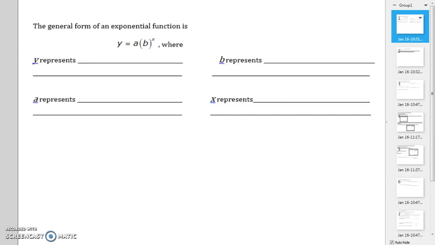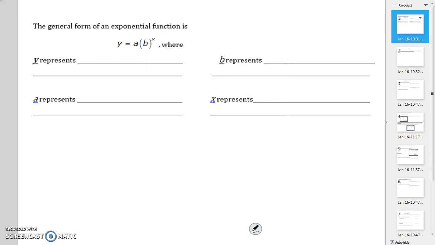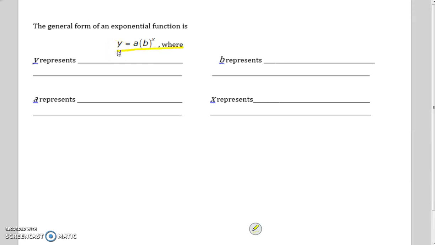We are going to start talking about exponential modeling today. So we're still sticking with exponents, but now we're going to look at real life applications. When we do this, we have basic equations that we use. The basic or general form of an exponential function is this form here. That means they're all going to take that general shape.